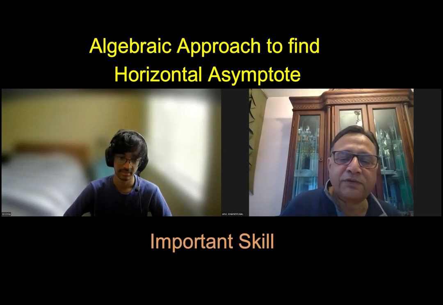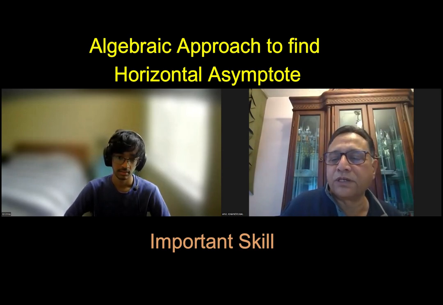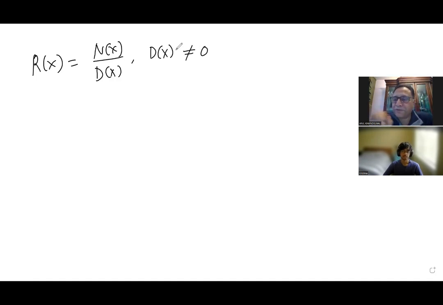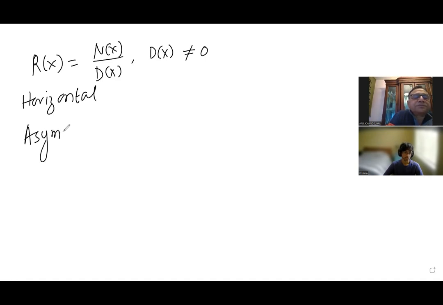Okay. So I'll share a screen with you now, and then we'll quickly go through a few examples. So let me rewrite. We are talking about rational functions. Let's say r of x is my rational function, which has some numerator and some denominator d of x. And clearly, the restriction is that d of x cannot be 0, so we write d of x is not equal to 0. Now we are taking the horizontal asymptote case, and we are taking a special case when the degree of numerator and denominator is exactly the same.